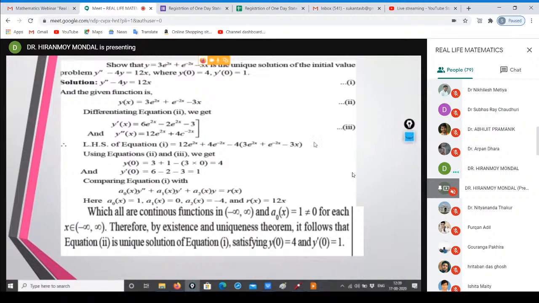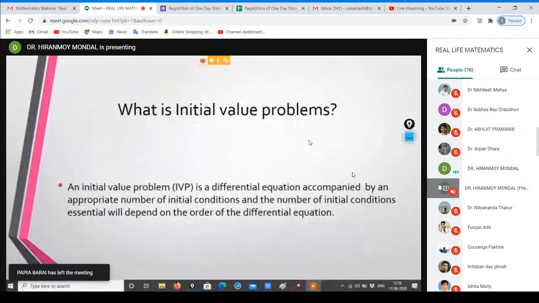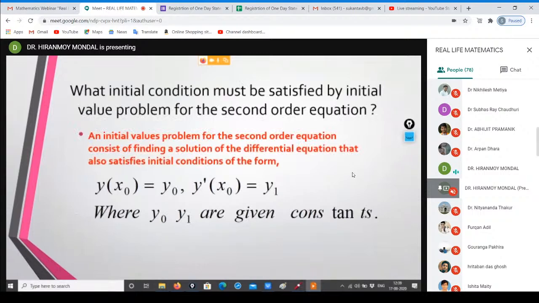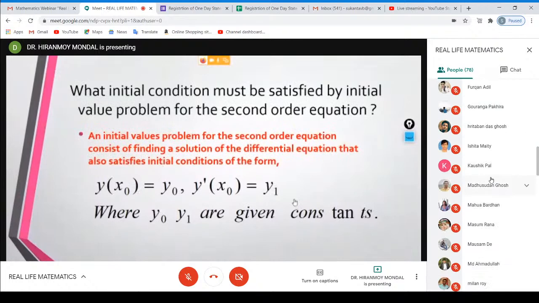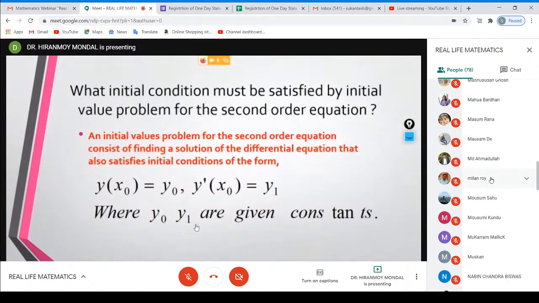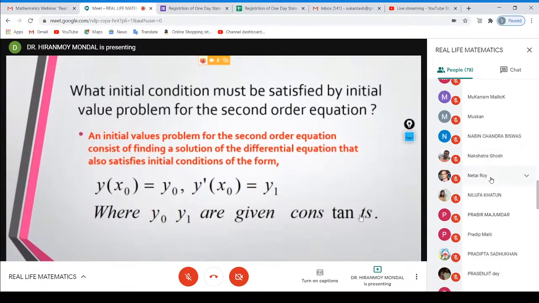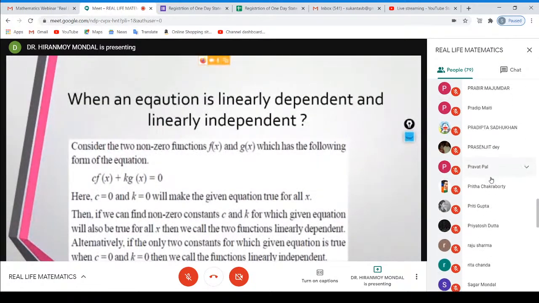Next, what is the initial value problem? Already I have discussed the initial value problem. This is when these types of equations are given, with x naught here and here also x naught. These boundary conditions are also given, and y0, y1 are the given constants. These types of equations are the initial value problem.